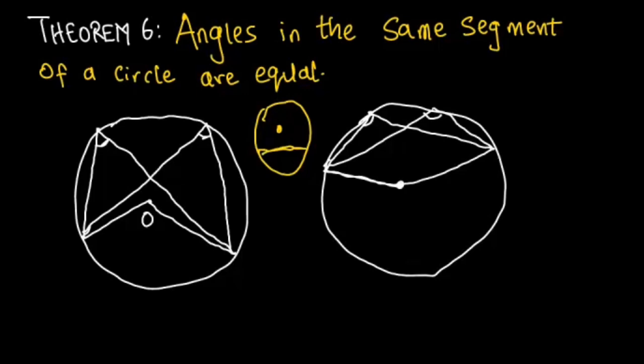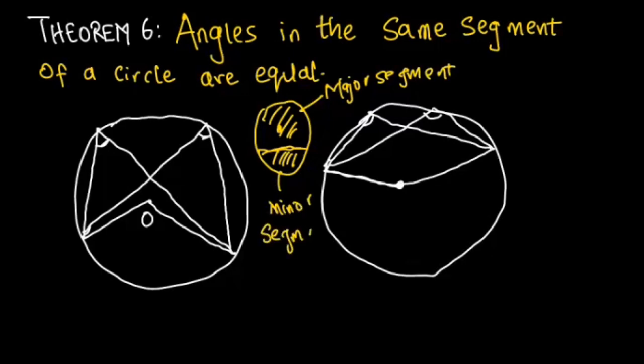So what we have above, this part above is a segment. This part below is also a segment. Just that the bigger part is known as a major segment, and then the smaller part is regarded as a minor segment. Minor means small, then major means big. So we have a minor and a major. Now, what was this theorem trying to tell us? It's trying to tell us that in the same segment, the angles you have there are what? Equal.